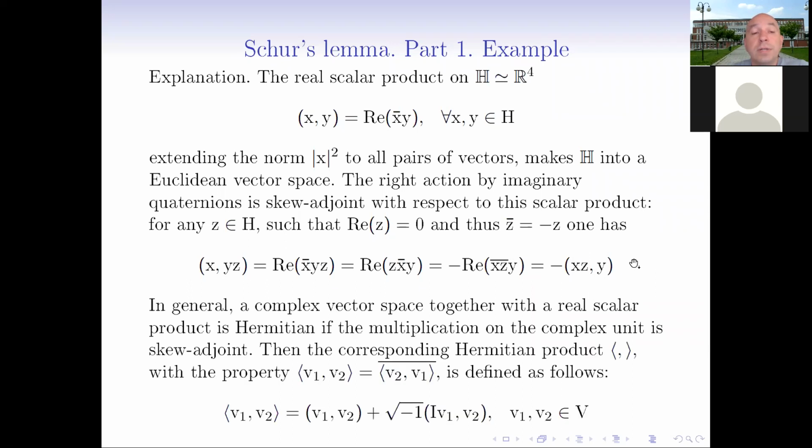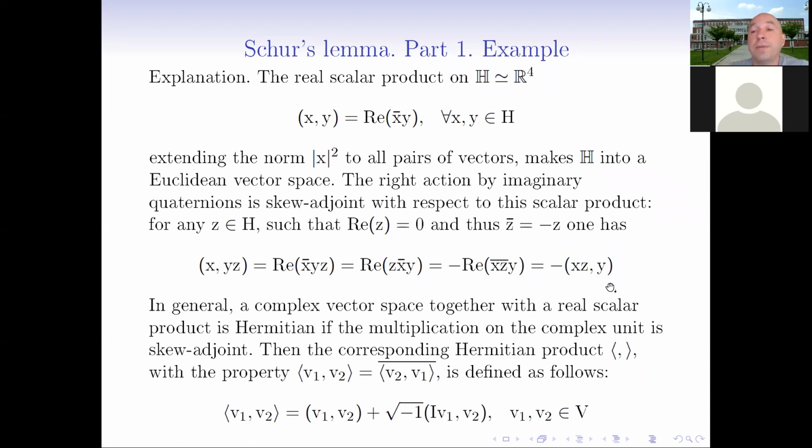Whenever we have a complex vector space together with a real scalar product, when we view the complex vector space as a real vector space, then it's Hermitian if the multiplication by the complex unit is skew-adjoint, as I said before. So the corresponding Hermitian product, or Hilbert product, can be obtained. It is now not real-valued but complex-valued, with the skew-symmetric property that the product of V1 and V2 equals the conjugate of the product of V2 and V1. It's defined as follows: the real part is the scalar product of V1 and V2, and the imaginary part is the scalar product of I V1 and V2.